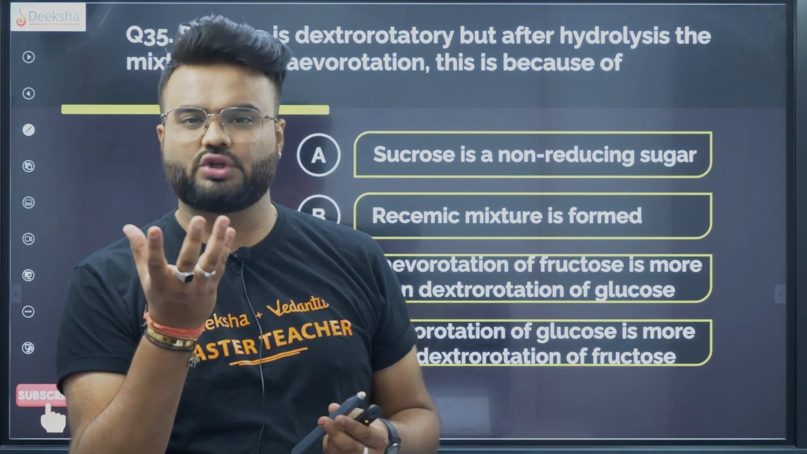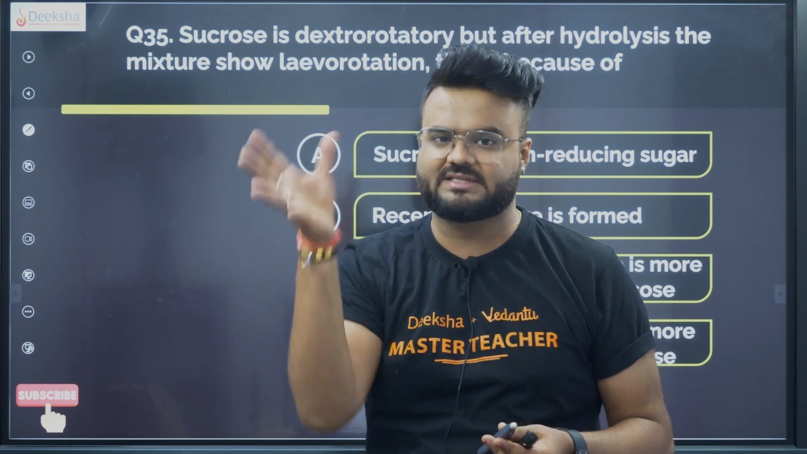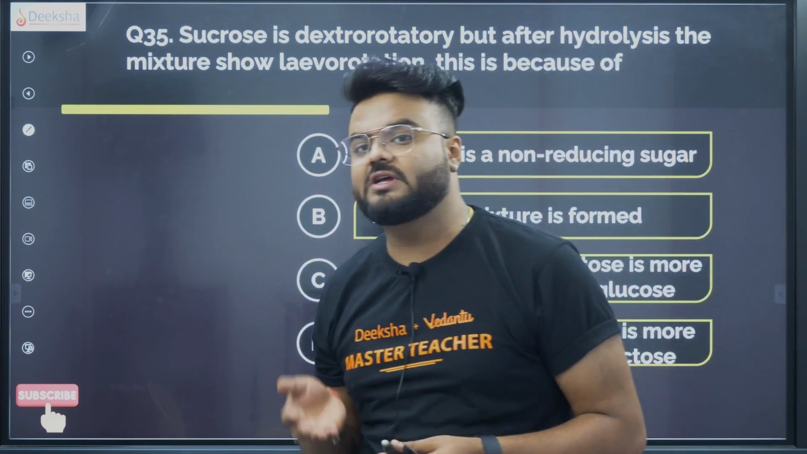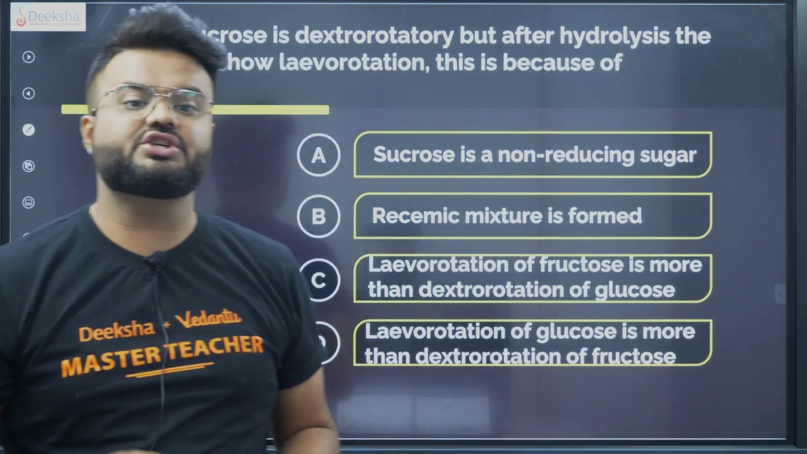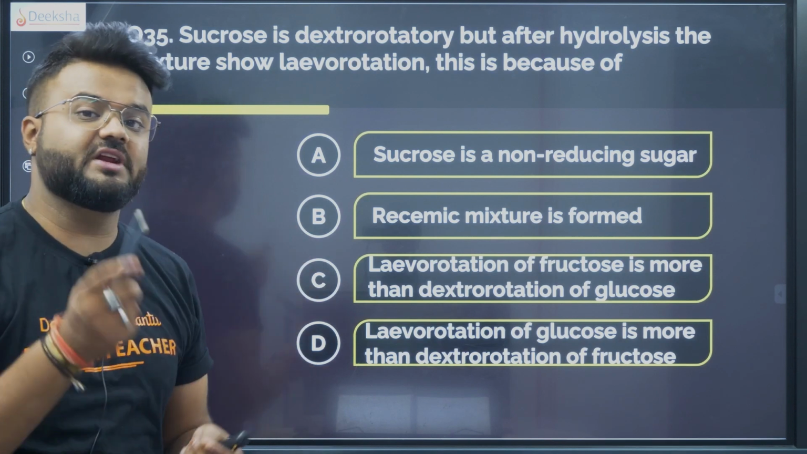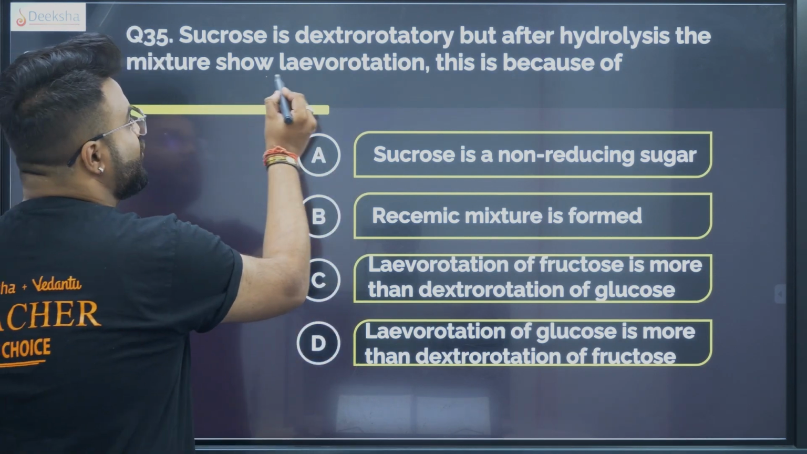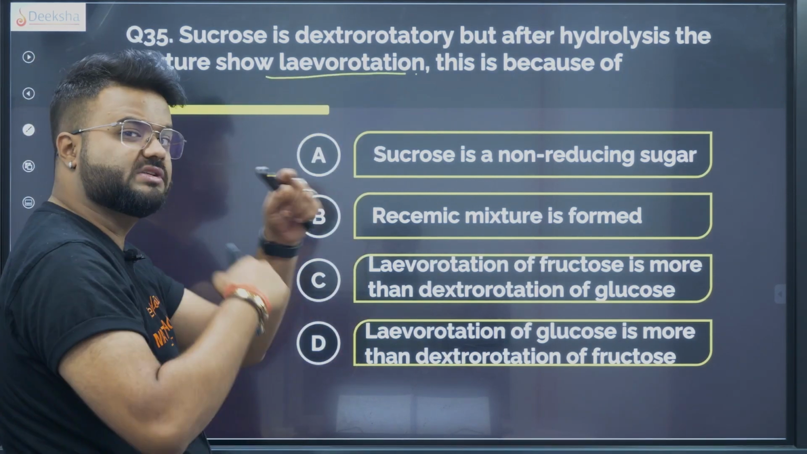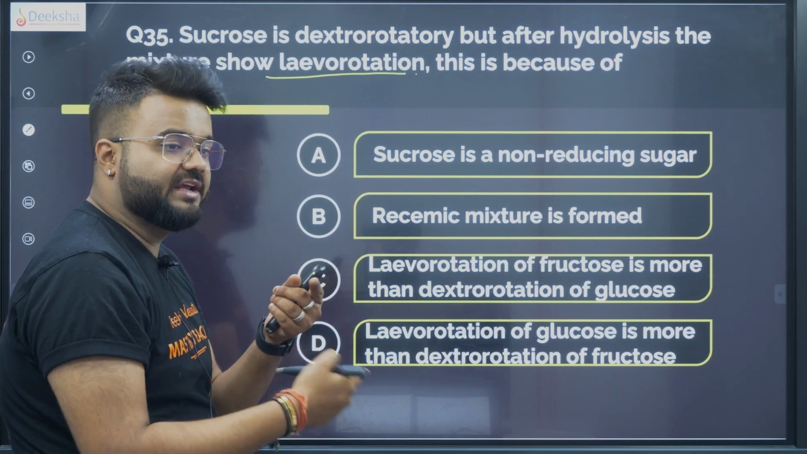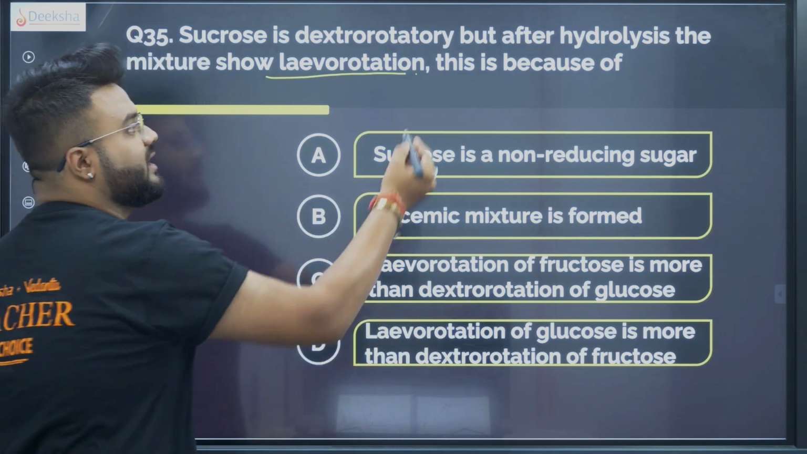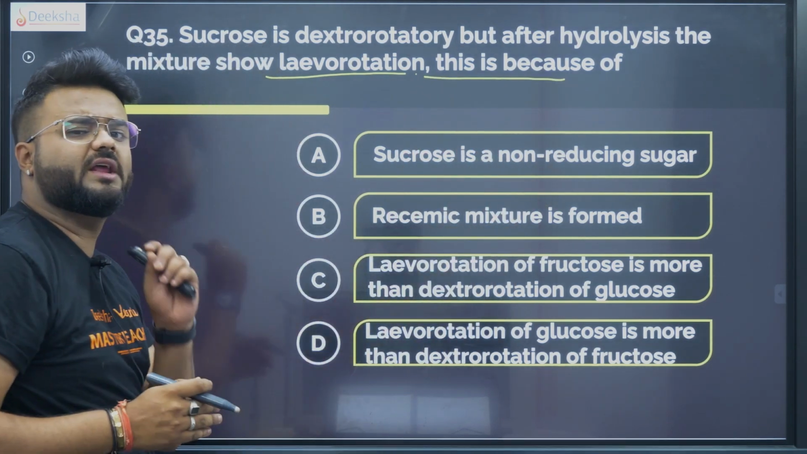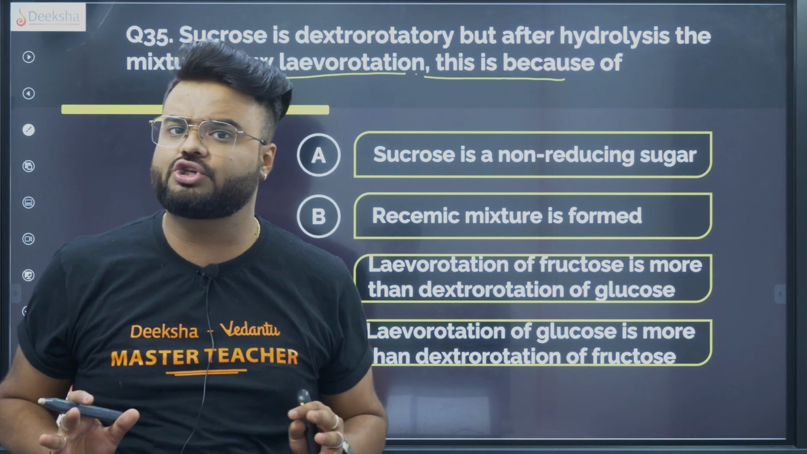Now sucrose, you know the sugar, is dextrorotatory, right side. After hydrolysis, adding water, the mixture shows levo rotation, that is the left side. Before it was right rotated, after adding water it shows left rotation. This is because dash. Very simple and direct question they have given.